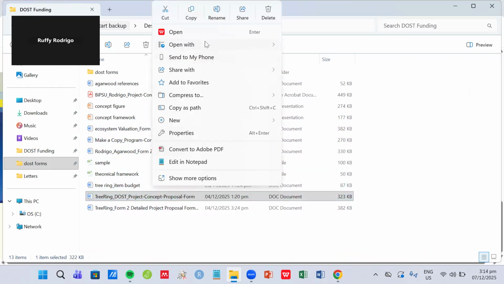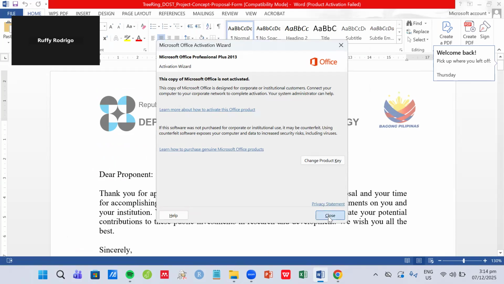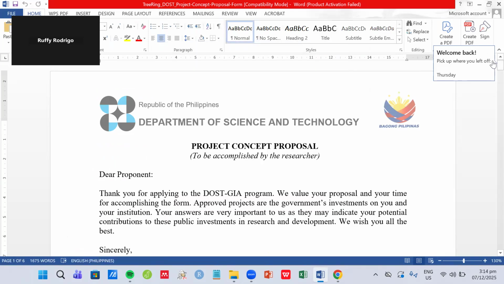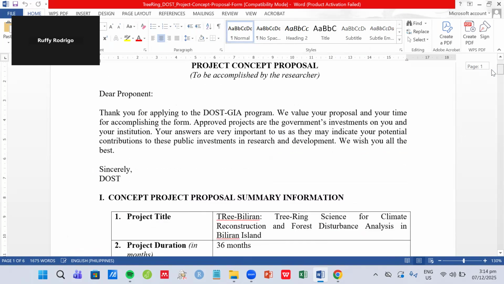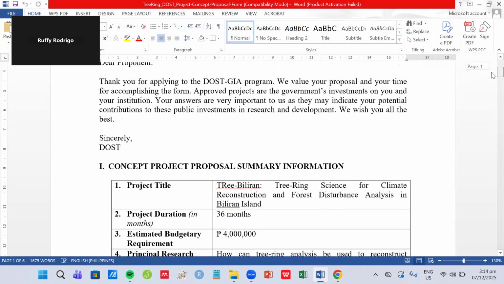Okay, let me just try this tree ring. This is my proposal that I sent, so I hope you will not copy my idea, but it's okay. It's only for learning, and this is also subject to planning. Anyway, this is the proposal that I sent to the USD.